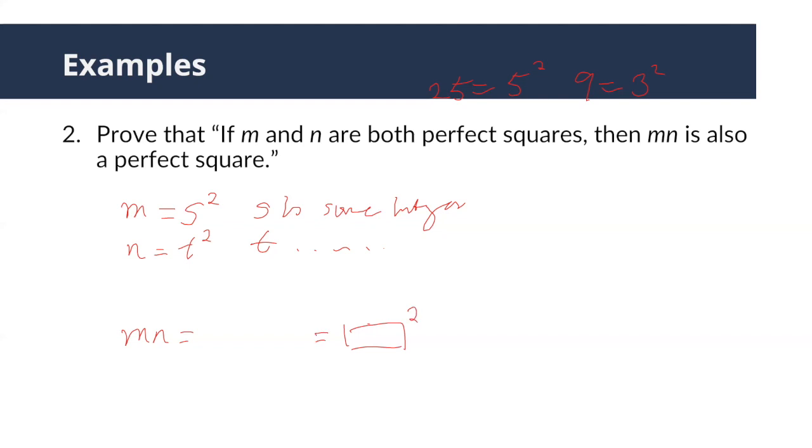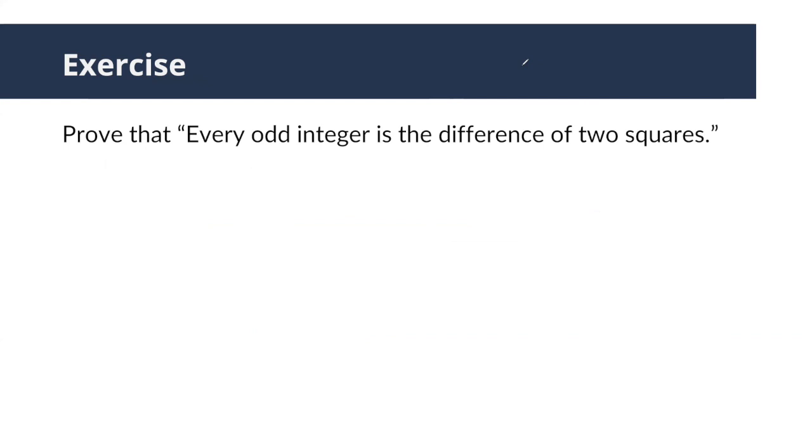How do we show that? Well, you already know how to represent m and n. You can just substitute them in. You have s squared times t squared. Then you can factor out this squared operation. You have (st) squared. So now you can conclude mn is a perfect square. This is another exercise. You can work on this after watching this week's videos.